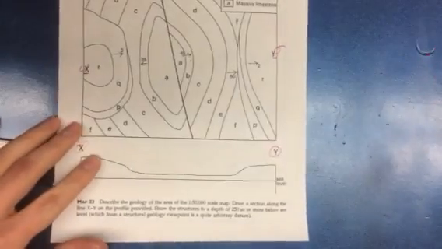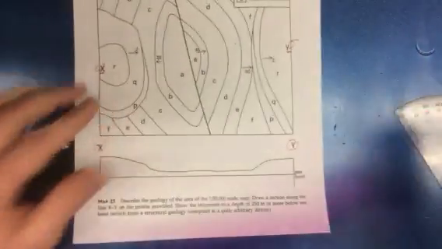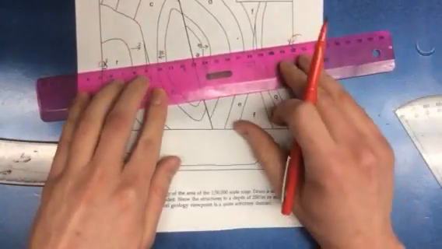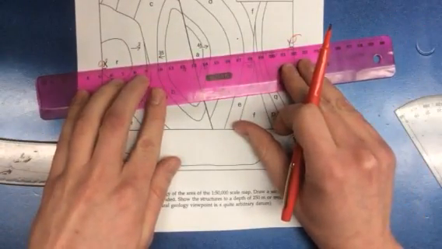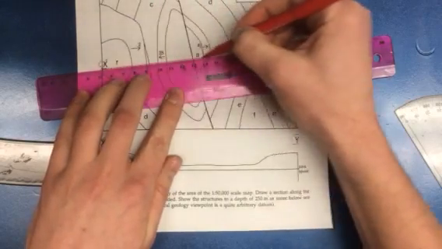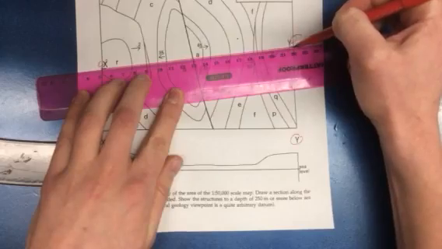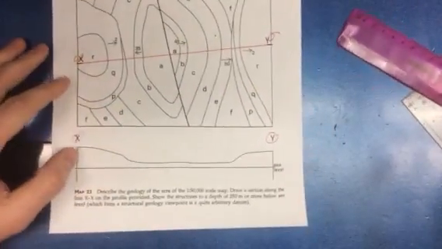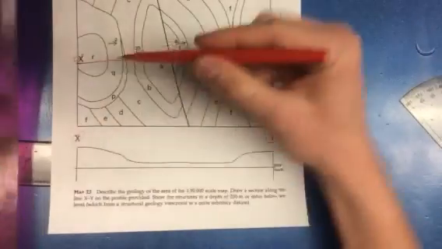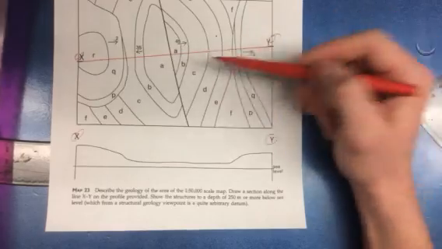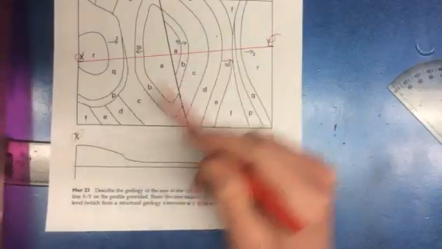So what you're going to do is draw a line from X to Y. I'm not going to do the full thing for you. I'm just going to show you the first few steps so you get the idea. The first step is to figure out where each of these layers, R, Q, P, C, B, A, and so on, is located in the cross section.